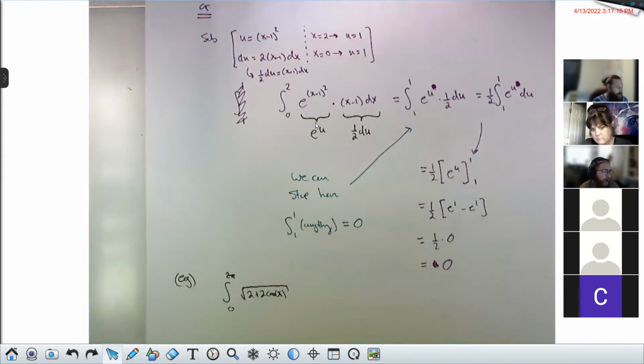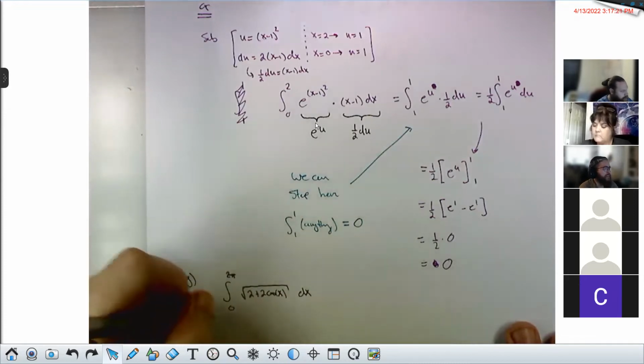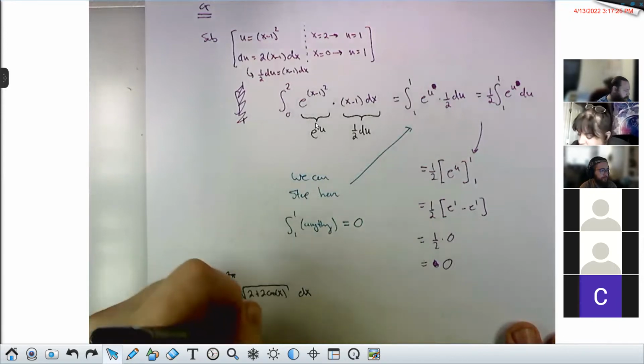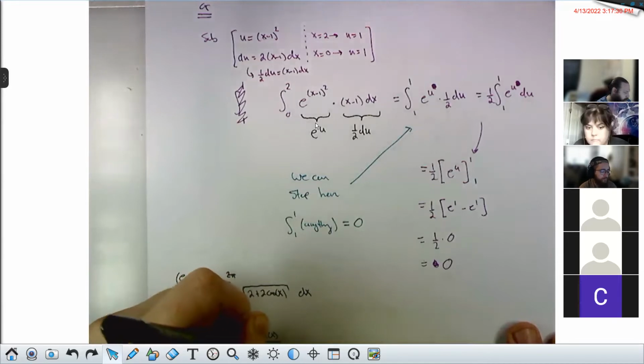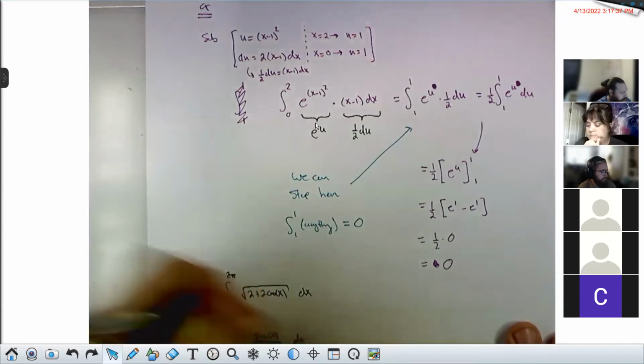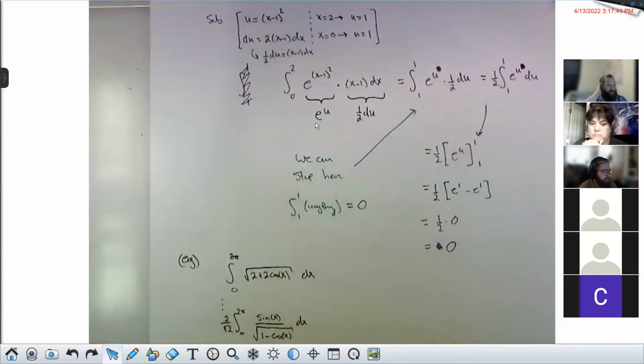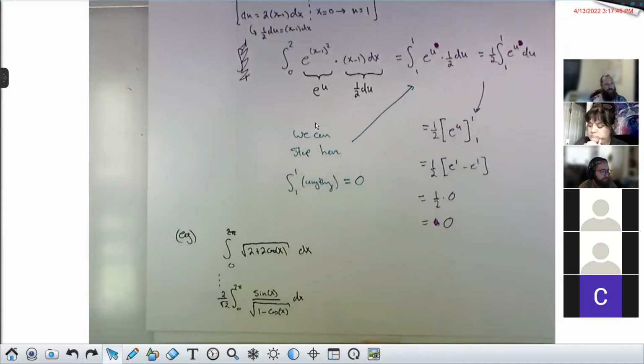I'm not going to do this, we're out of time. But the procedure for this, after some amount of work, leads you to the integral from 0 to 2 pi of sine of x over the square root of 1 minus cos of x dx. And I think there's a 2 over the square root of 2 out front. It's just algebra to go from one to the other. You multiply by the radical of 2 minus 2 cos x.